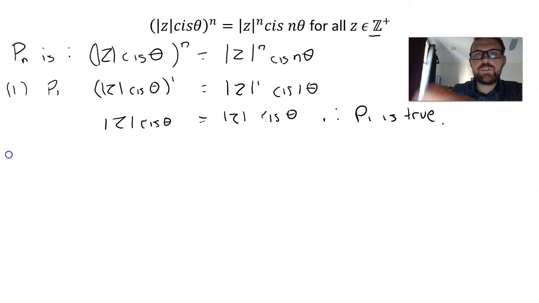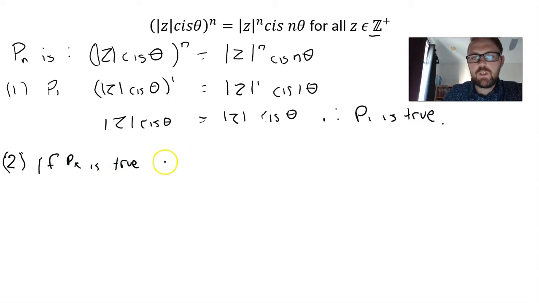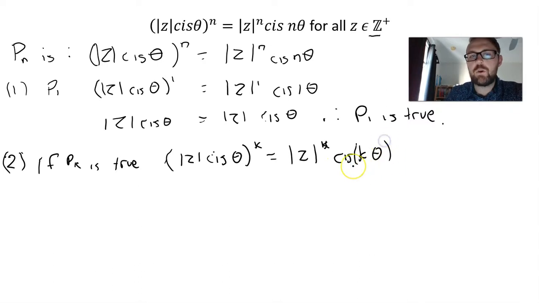All right, so now we're going to go to step number 2. And we always start by defining our P of k. So we're going to say if P of k is true, then modulus of z cis theta to the power of k equals modulus of z to the power of k cis k theta. And this is going to be really useful in a moment when we have a look at P of k plus 1.